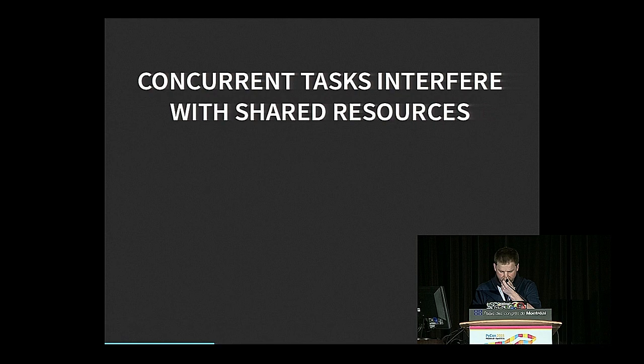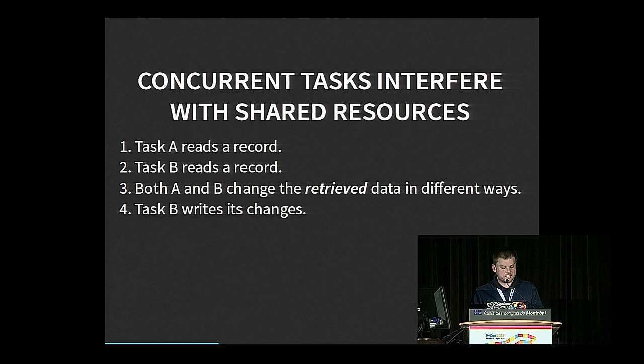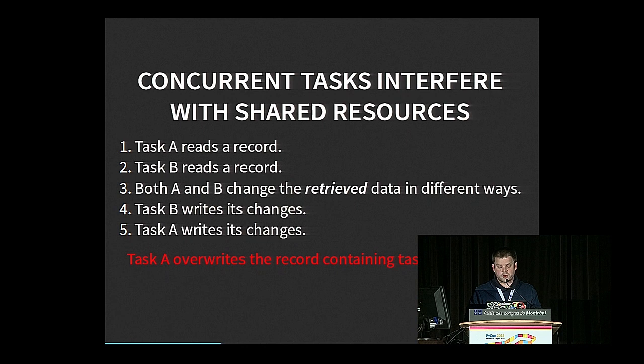So in the traditional threading model of concurrency, concurrent tasks can interfere with shared resources. So you'll see where this is going. Task A reads a record. Task B reads a record. Both A and B change the retrieved data in different ways. Task B writes its changes. Task A writes its changes. And unfortunately, task A has overwritten the record containing task B's changes. We have loss of data, which is something we do not want.